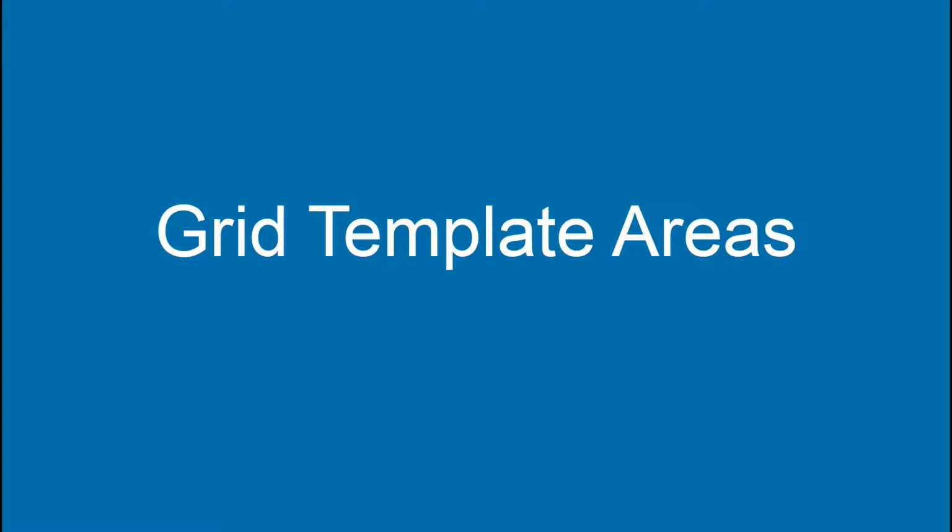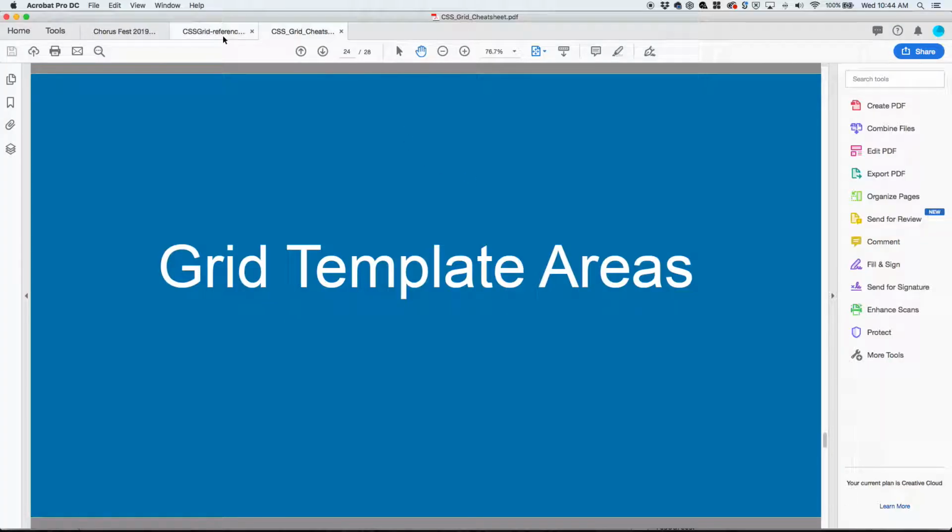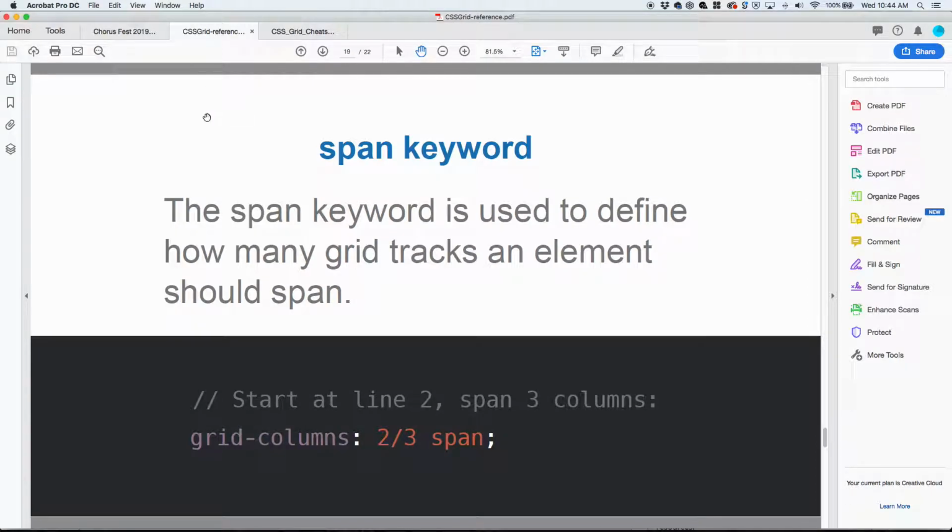And then, I guess there was one other terminology back here that we can use when we're actually placing the items on the grid. We can use the span keyword. It's used to define how many grid tracks elements should span. So in this instance here, grid-column 2 / span 3. We want it to start at line 2 and then span 3 columns.